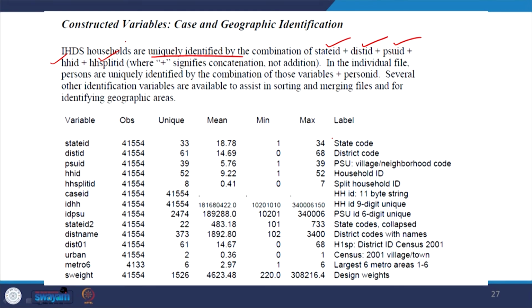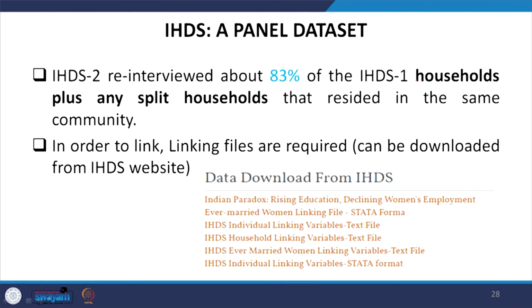Whereas in the individual file, persons are uniquely identified by the combination of those variables. I know that you might have some doubts on what we mean by a uniquely identified variable, and how is it so. So, we will explain it with the particular command in our respective lecture. You may hold on to it. Later it will be clarified for sure.